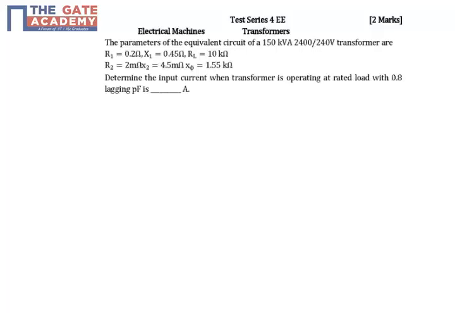So in the given problem, he has given the equivalent circuit parameters of a transformer and is asking what is the input current when the transformer is operating at rated load with 0.8 power factor lagging.